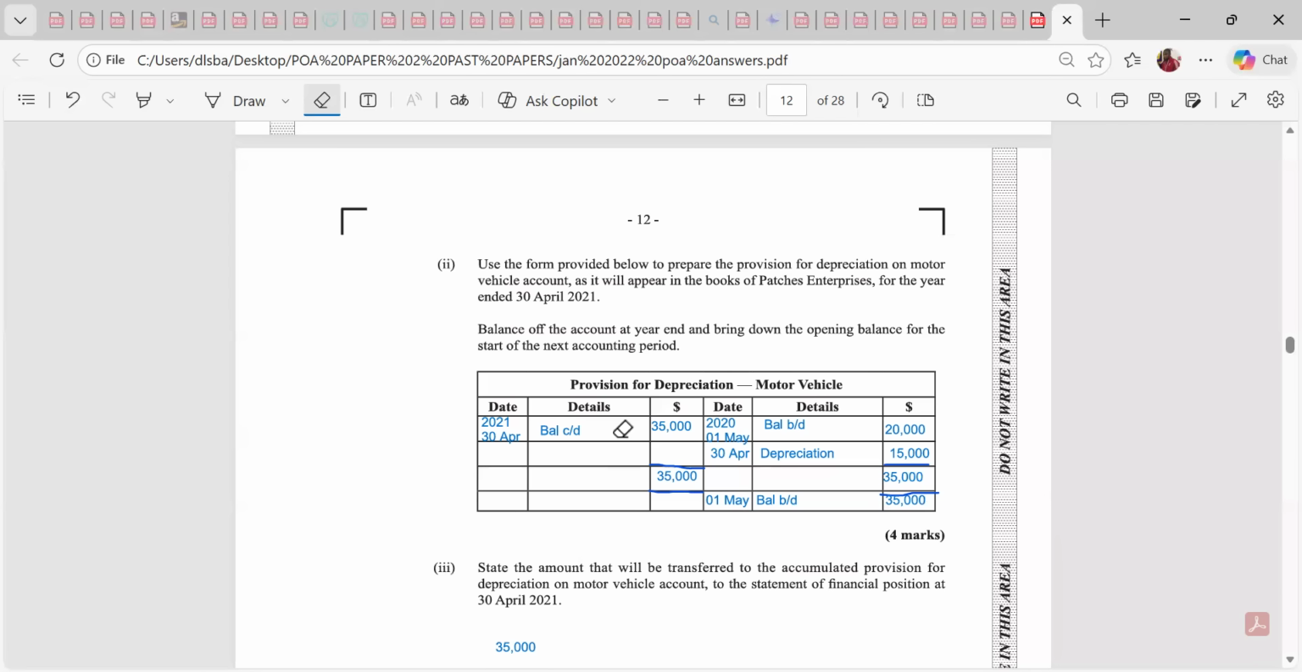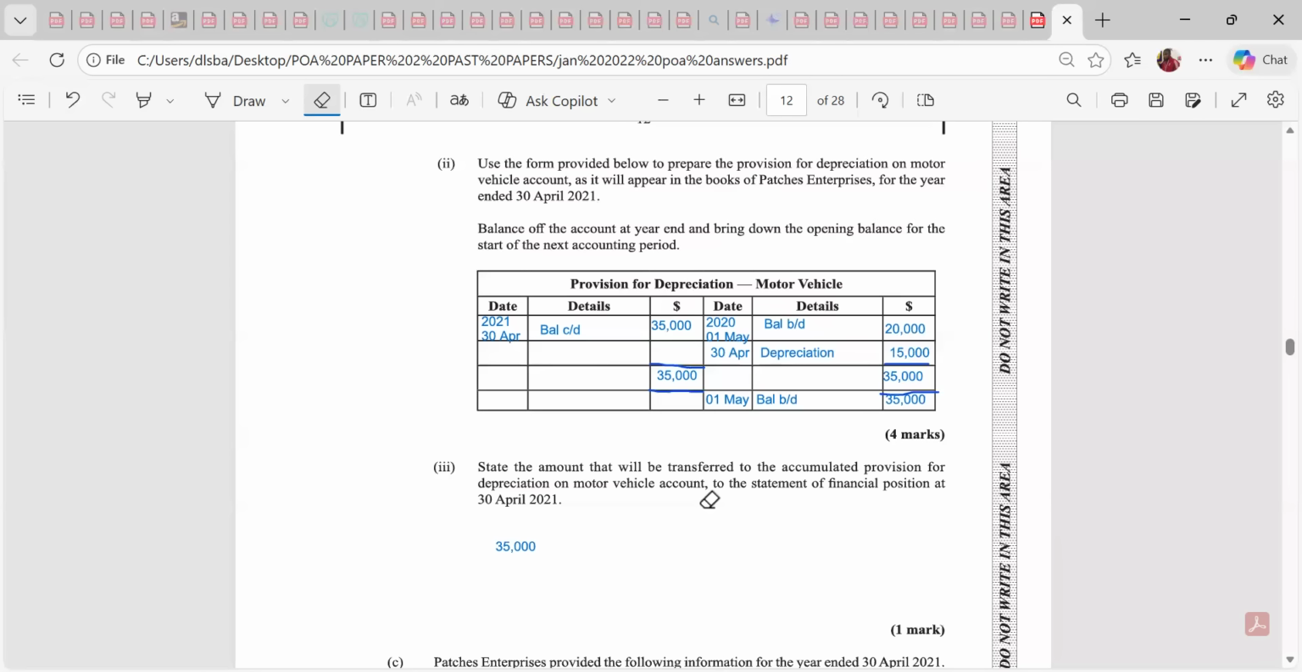Say the amount that will be transferred to the accumulated provision for depreciation on the motor vehicle account to the statement of financial position. The 35,000 was what will be in the statement of financial position, the total depreciation.